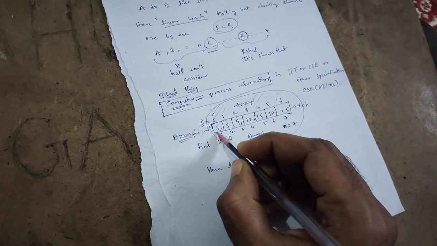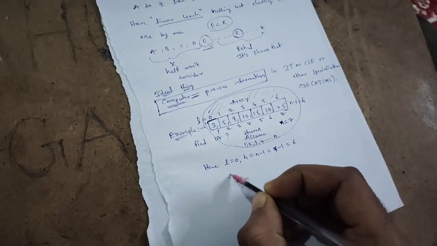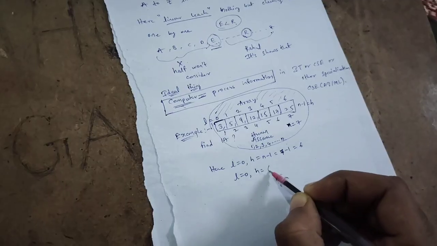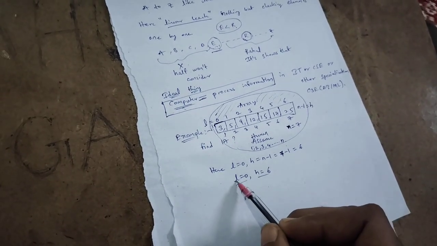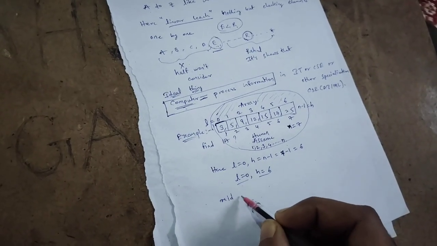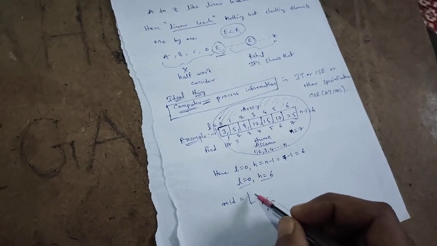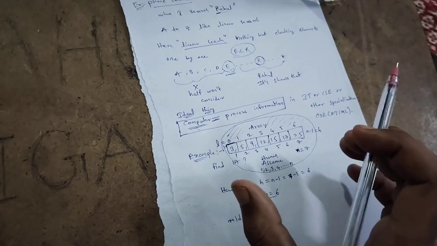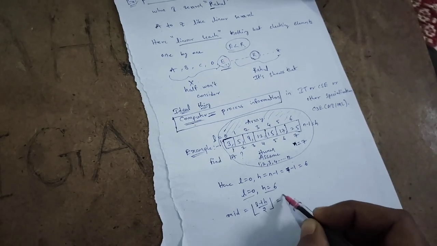So this is L with index 0, H equals index 6. This is the final index, this is the starting index. We assume this is low, this is high. Let's find the mid. What is the mid index? How to find the mid index? The mid index is the middle of the array.